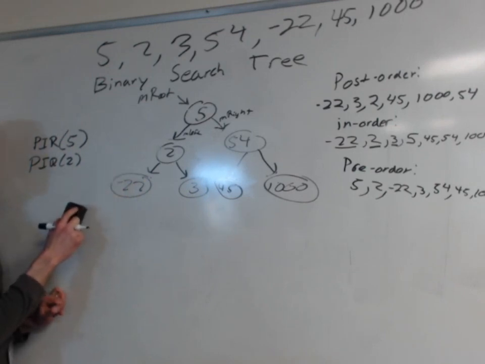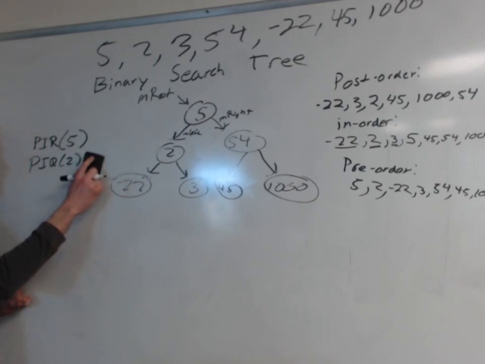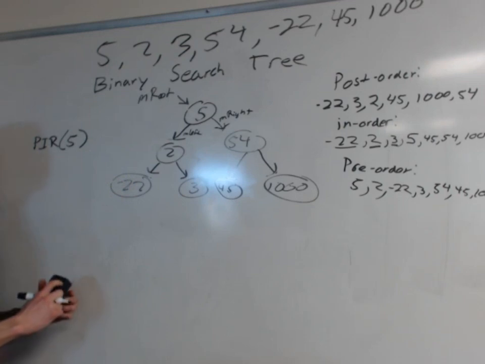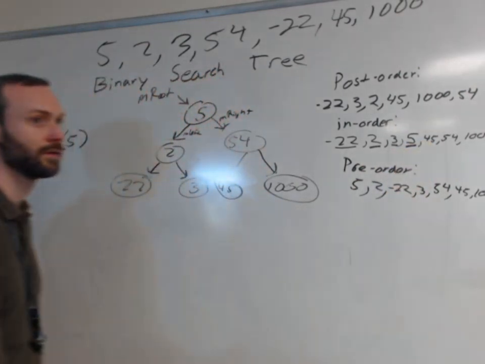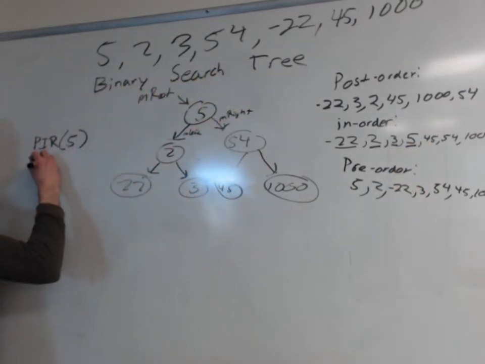We go back to the 2, and what do? Return, because we're at the end of the 2. Go back to the 5. We're returning from the left, so what do? We print the 5. Then what? Go to the right.